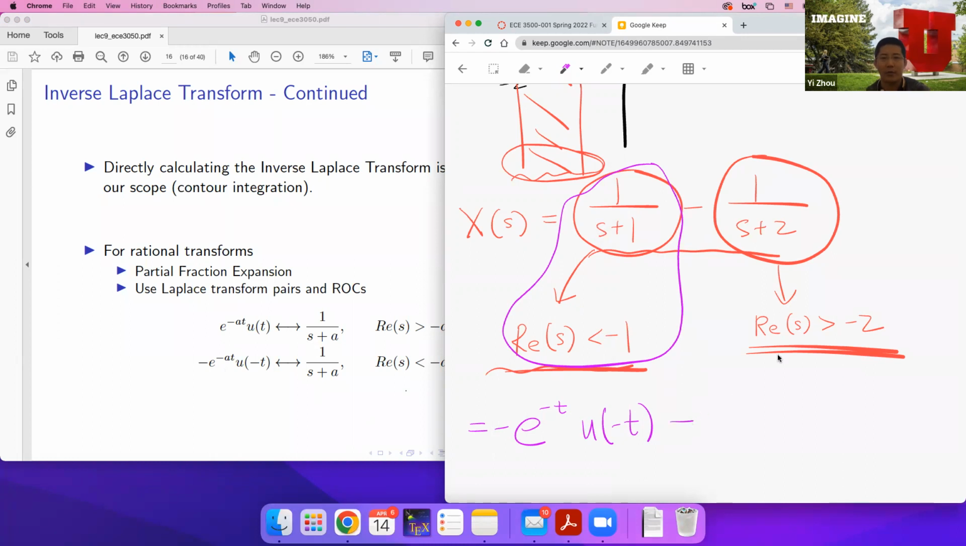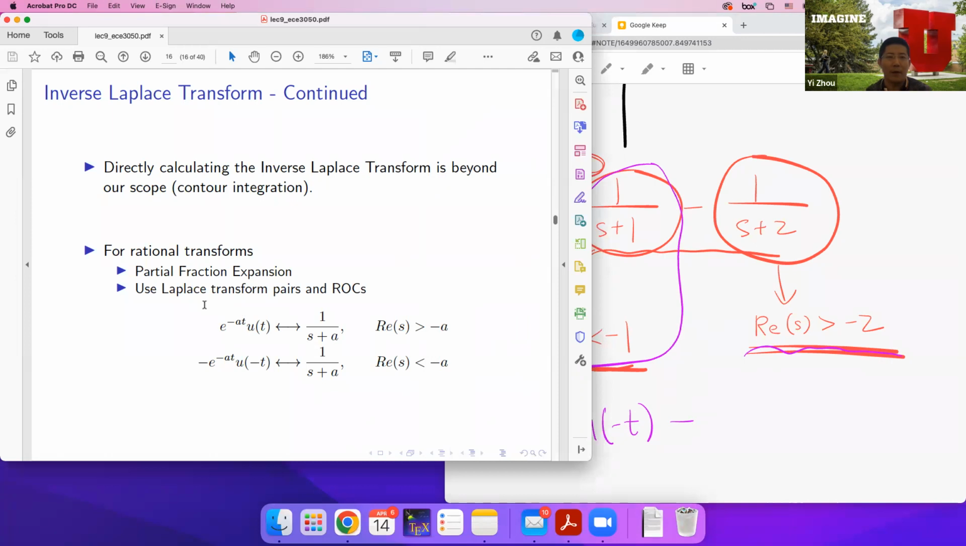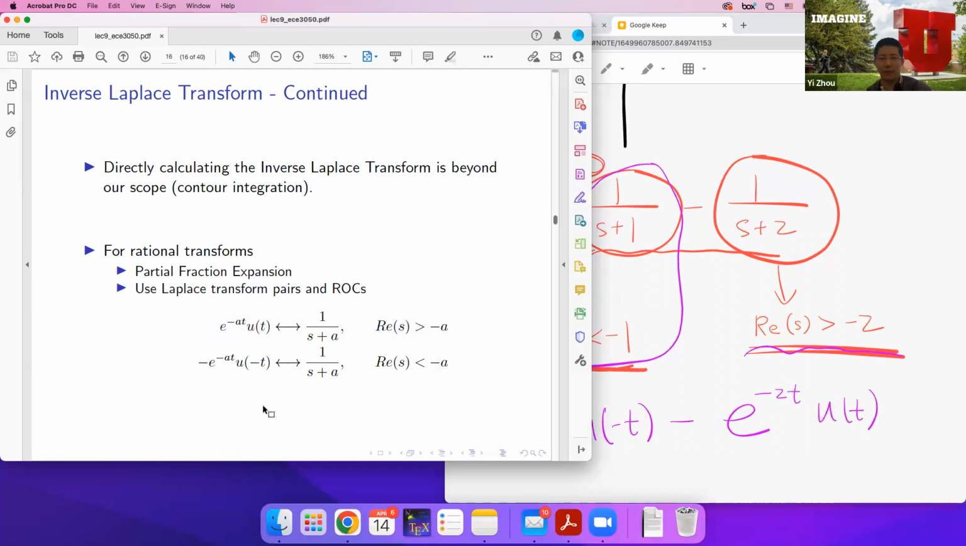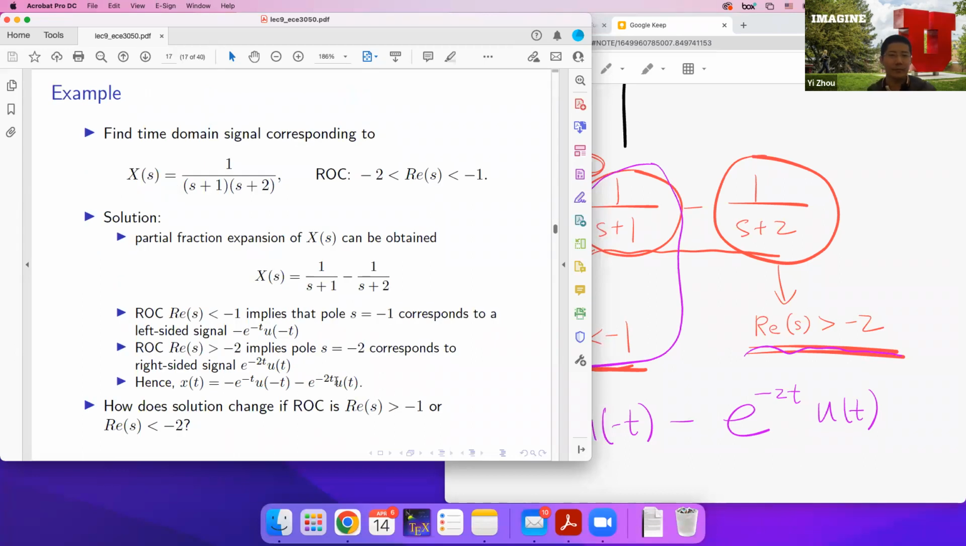And for the second part, because the ROC is to the right, you need to apply the first transformation pair. And you can see that A equals 2 in this case. Now, if A equals 2, the signal is e to the power of -2t u(t). Okay, so this is the final result.